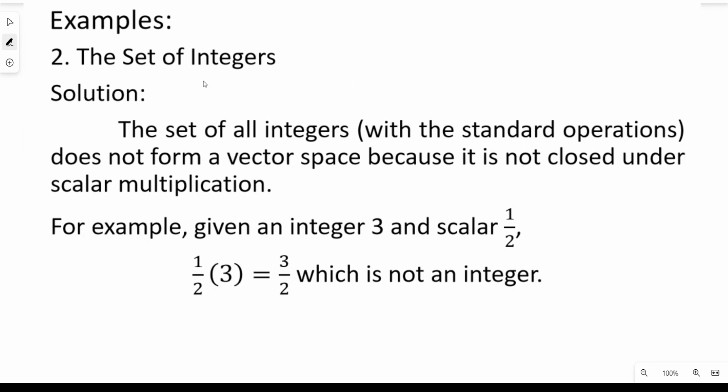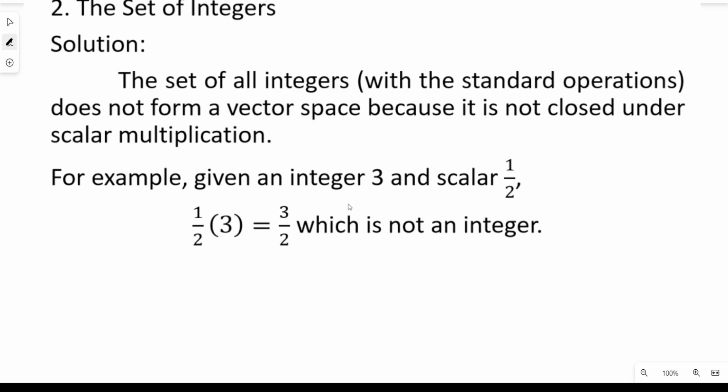Now, the second example is a set of integers. The set of all integers with the standard operation does not form a vector space because simply it is not closed under scalar multiplication. Take note that your scalar is coming from the set of real numbers. Now, if you're going to pick, for instance, a scalar which is not a whole number, multiplying that to any integer, like for instance, 1/2 as your scalar, 1/2 times an integer 3 is equal to 3 halves, wherein 3 halves is not an integer. It's a rational number which is not an integer, so your set of integers will not be considered a vector space.